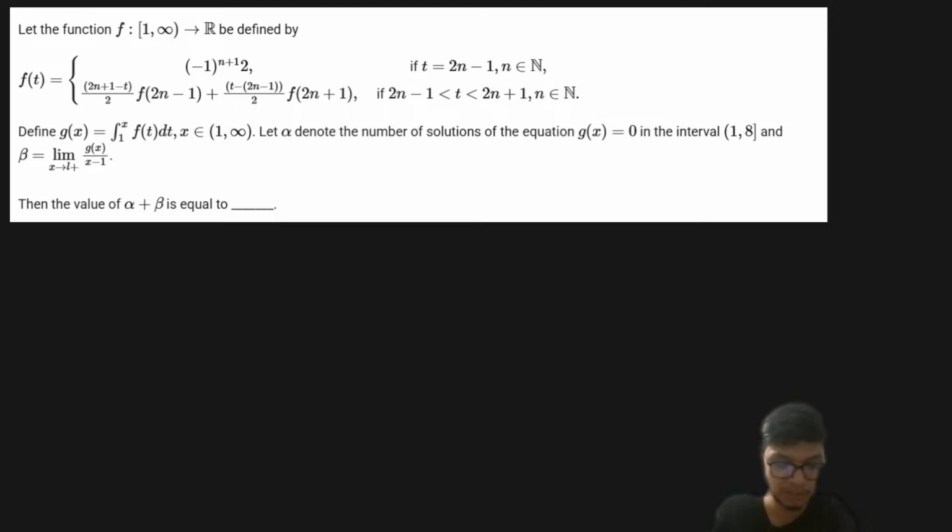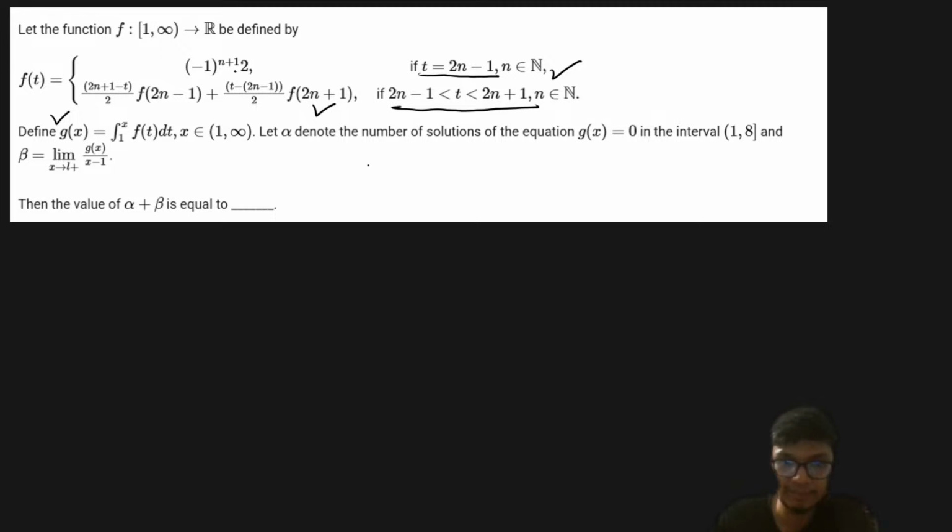Okay. So if you try to look at this problem over here, it is talking about a function which is defined for a particular parameter of t, right? It is parametrically defined for the values of t. It is said that for all t, t is equal to 2n minus 1, where n belongs to the natural numbers, then the functional value f of t is equal to (-1)^(n+1) times 2, right? And when t lies between 2n minus 1 and 2n plus 1, then we have the functional value as follows, right?